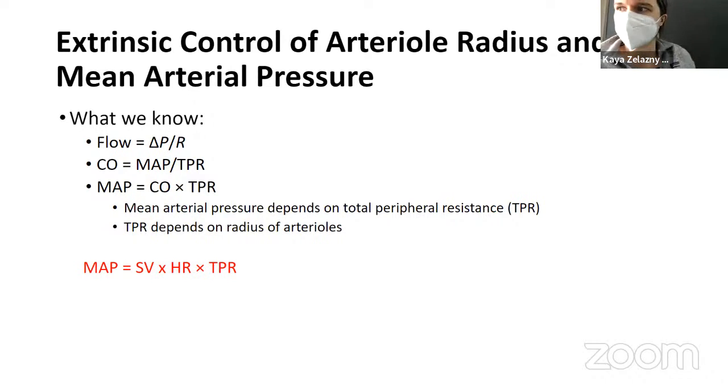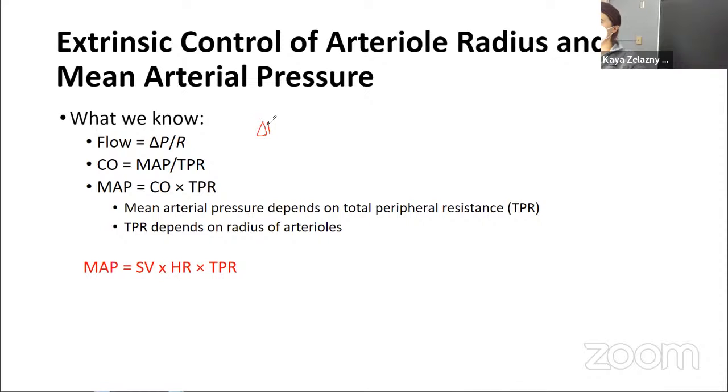So now we're going to talk about extrinsic control. Again, we're going to come back to these equations. We've said, hopefully we know, that flow is equivalent to our pressure differential divided by our resistance. Our pressure differential, we didn't usually write it out, is the difference between our high pressure, the aorta, so we're saying it's mean arterial pressure, and our low pressure, the veins coming back to the heart, which we would abbreviate with our central venous pressure.